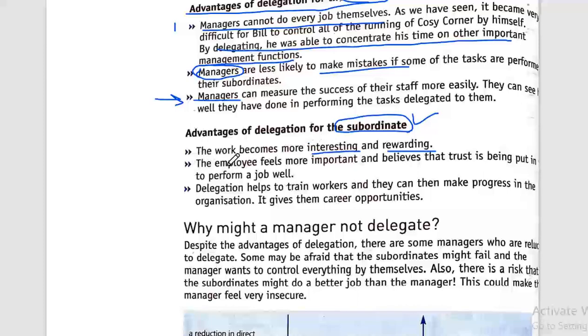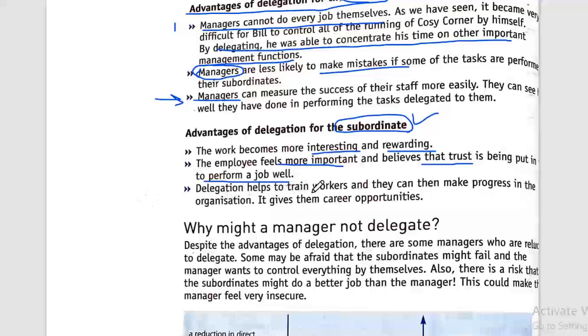And number two, the employee feels more important and believes that trust is being put in him to perform a job well. So he's going to feel that he is a part of something great, and he is being trusted to do something really, really big. So he must work hard to perform his job in an effective way.